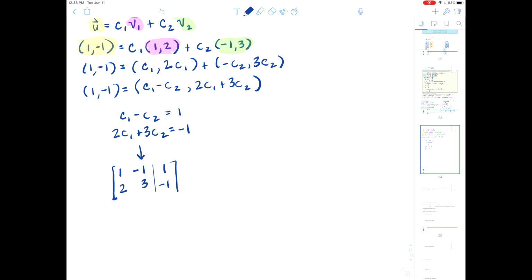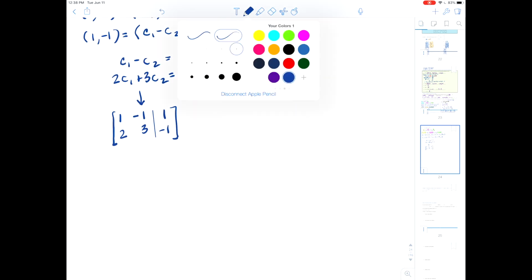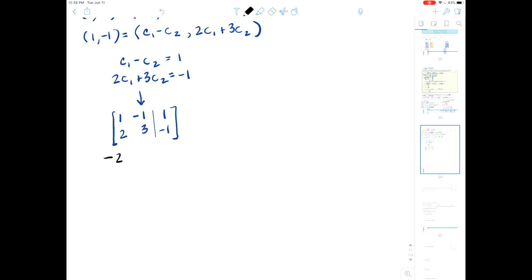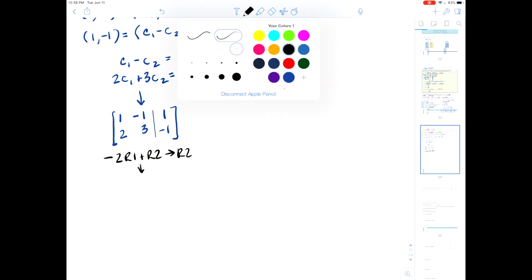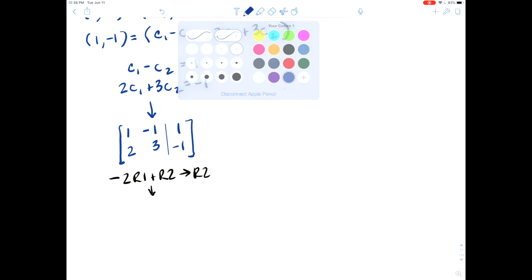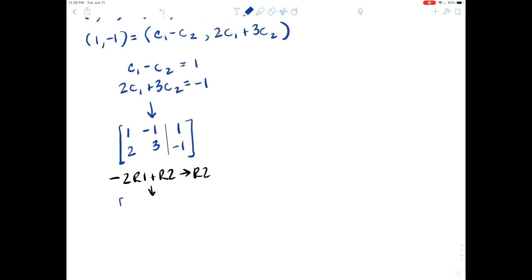This is augmented. So, well, let's do -2 row 1 plus row 2 for a new row 2, and let's see what we get. The first row stays the same, and our new second row will be 0. Negative 2 plus 2 is 0, and then positive 2 plus 3 is 5, and then we'll have negative 2 plus negative 1 is negative 3. Cool so far?